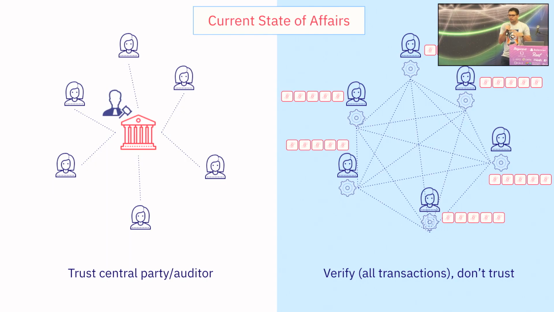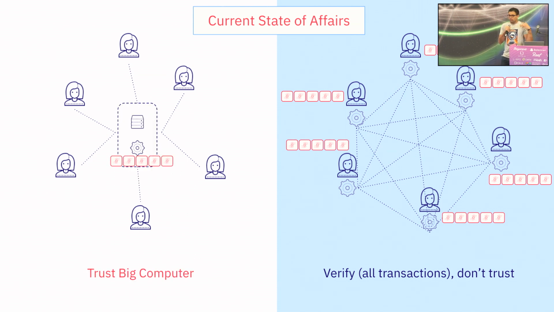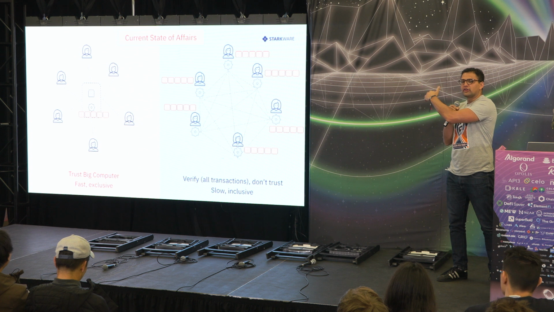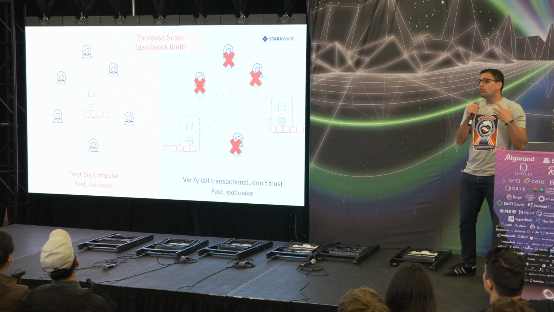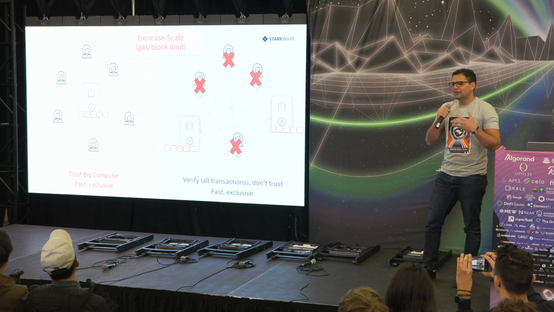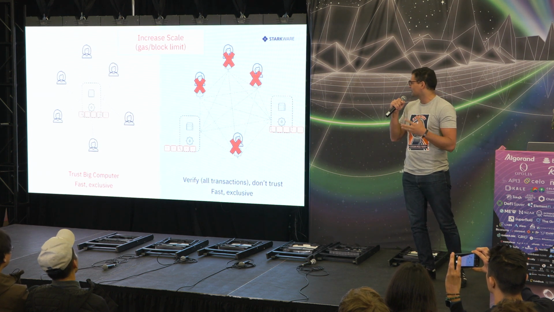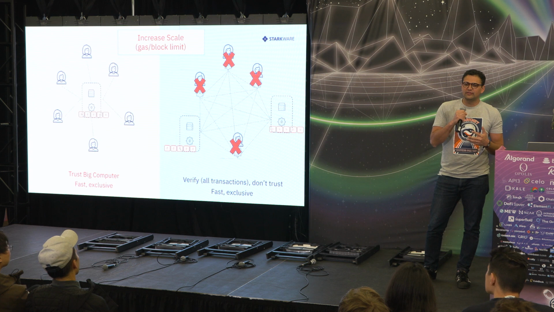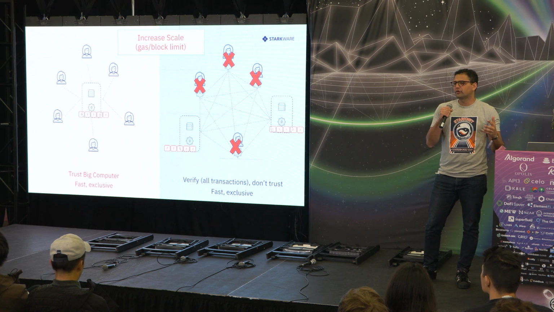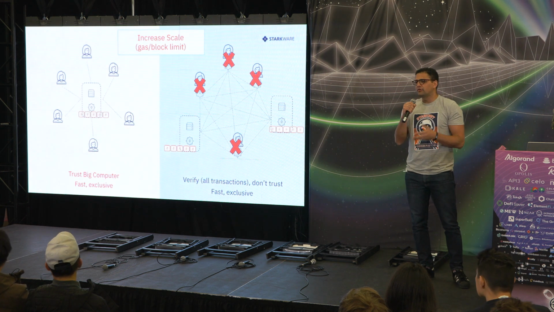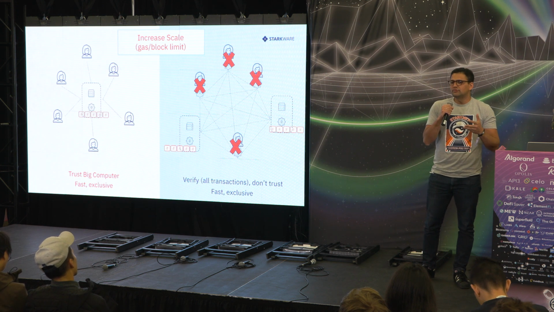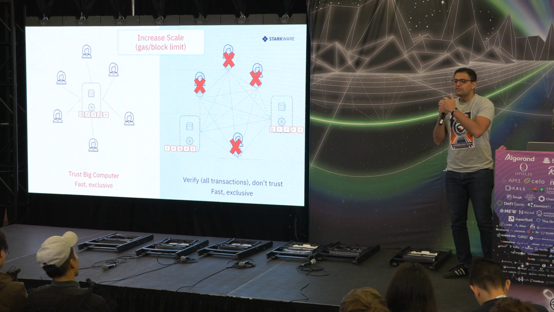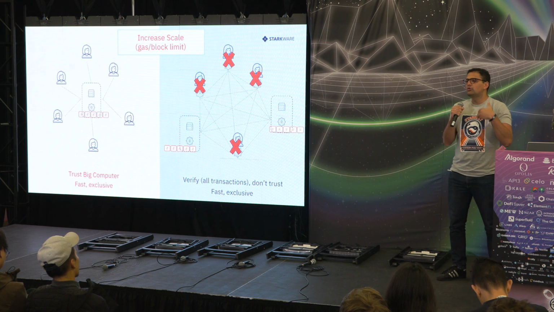The current state of affairs, as I said, is that you have centralized entities that can go big because they have big computers, and you have blockchains that are slow. Fast and exclusive versus slow and inclusive. One way that has been tried in the past is increasing the block size or increasing the gas limit. The problem is that you are kicking people out of the network, like the 14-year-old in the middle of India. And that's not the way we, as the Ethereum community, want to scale.